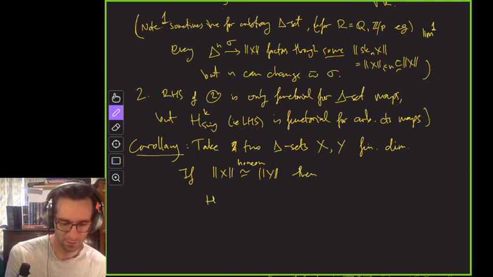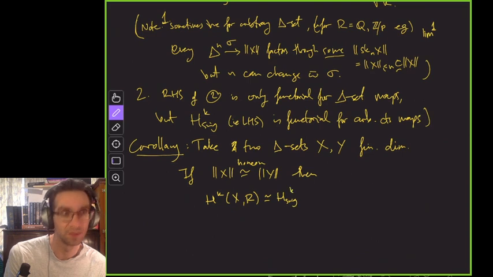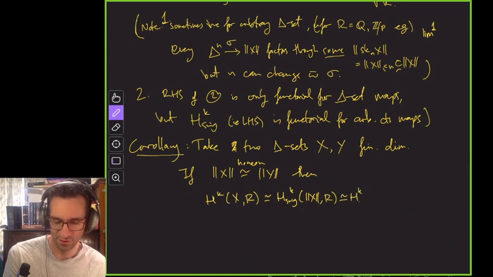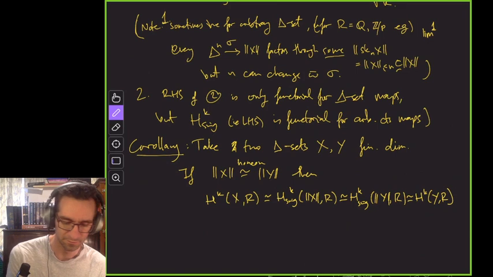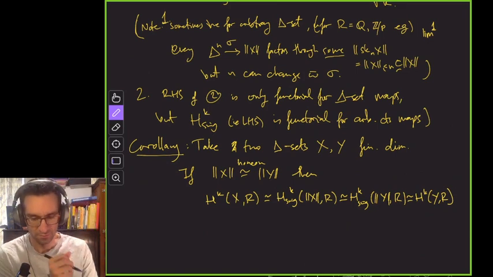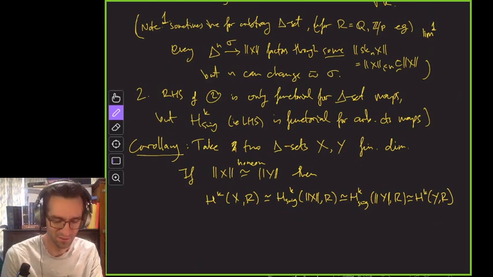Then the cohomology of X as a delta set, which is the same as the singular cohomology of the geometric realization, but because I have homeomorphic spaces, I have isomorphic cohomology modules. This is the same as the cohomology of the geometric realization of Y, which is the same as the delta set cohomology of Y. Right, and now there may be no maps between X and Y as delta sets.